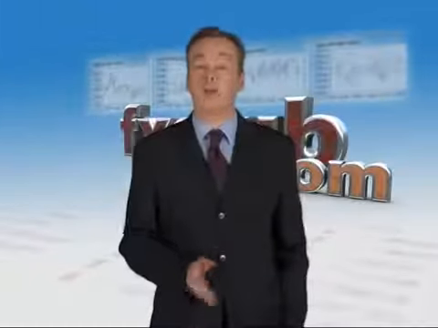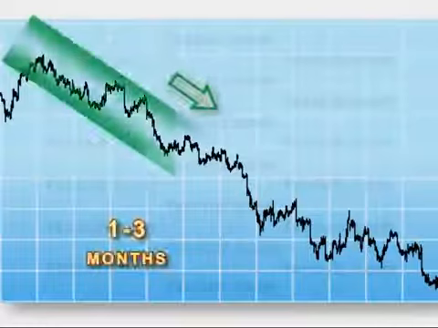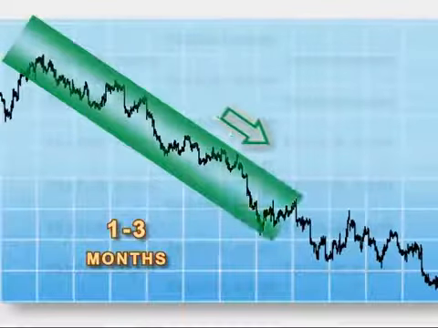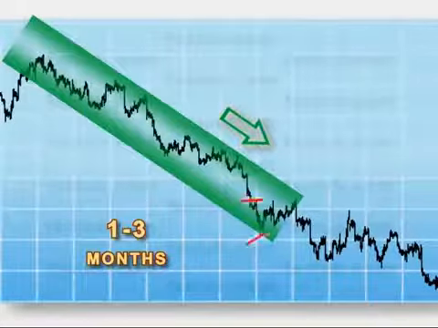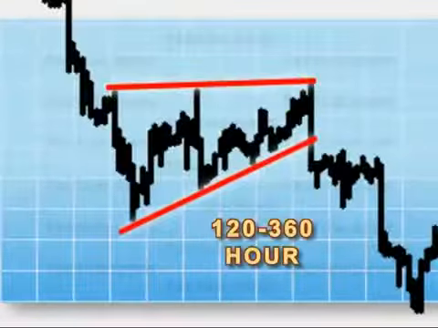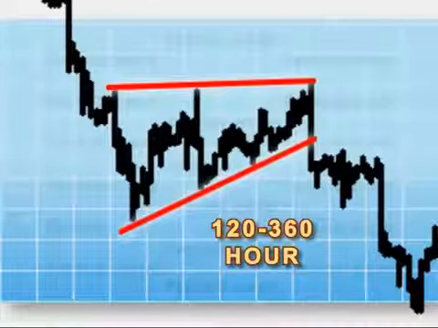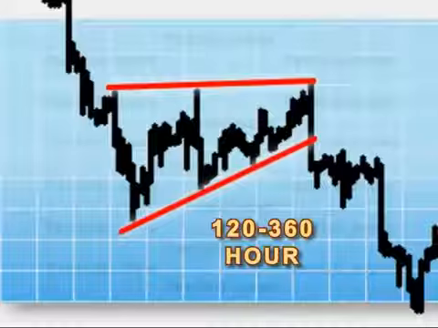The wedge should be classified as an intermediate trend pattern. As you'll recall, Dow defined an intermediate trend as lasting from 3 weeks to 3 months. If your main trend is no bigger than 1 to 3 months, the wedges that are formed over 120 to 360 hours, that is 3 to 5 days, are of great interest to you.